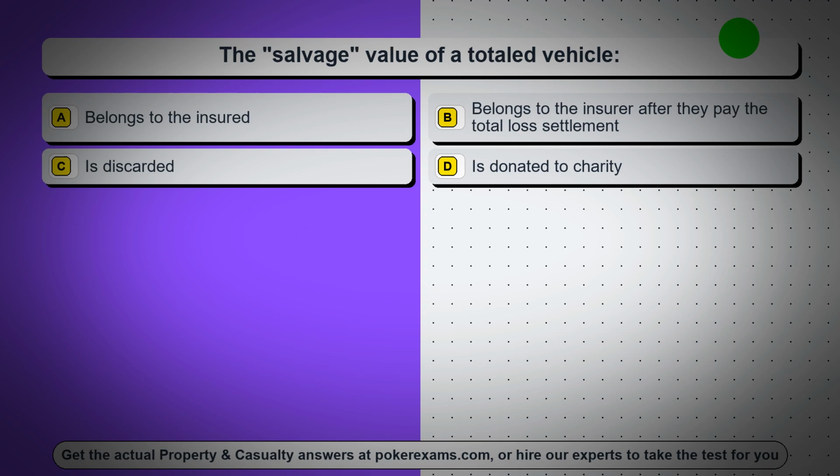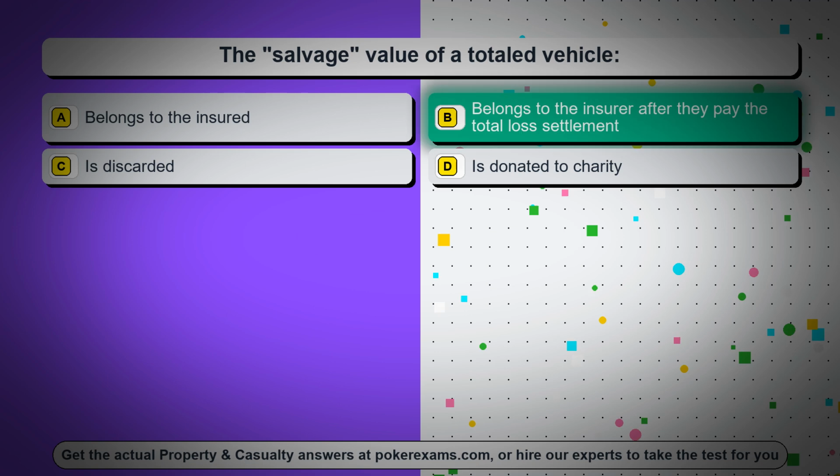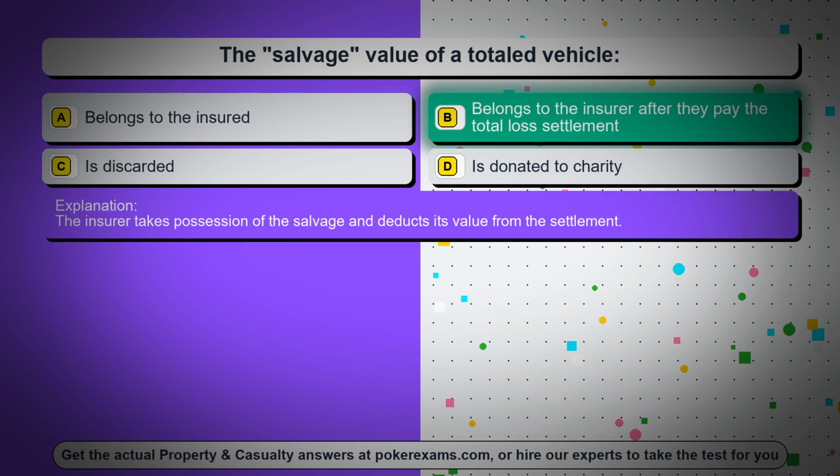Question 3. The salvage value of a totaled vehicle: Option A, belongs to the insured. Option B, belongs to the insurer after they pay the total loss settlement. Option C, is discarded. Option D, is donated to charity. The correct answer is Option B, belongs to the insurer after they pay the total loss settlement. The insurer takes possession of the salvage and deducts its value from the settlement.